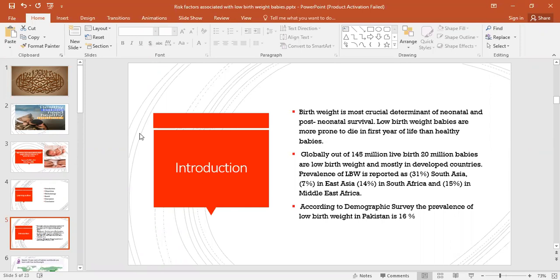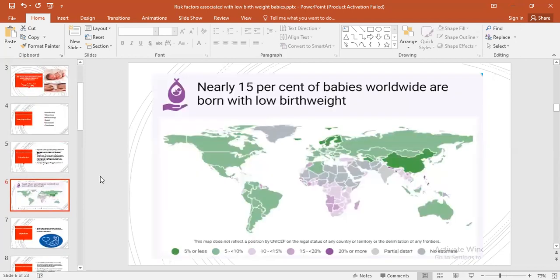The prevalence of low birth weight babies is reported as 31% in South Asia, 7% in East Asia, 14% in South Africa, and 15% in Middle East Africa. According to the demographic survey, the prevalence of low birth weight babies in Pakistan is almost 16%. Nearly 15% of babies worldwide are born with low birth weight.